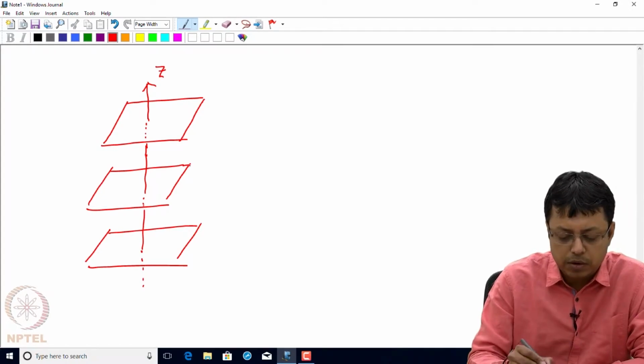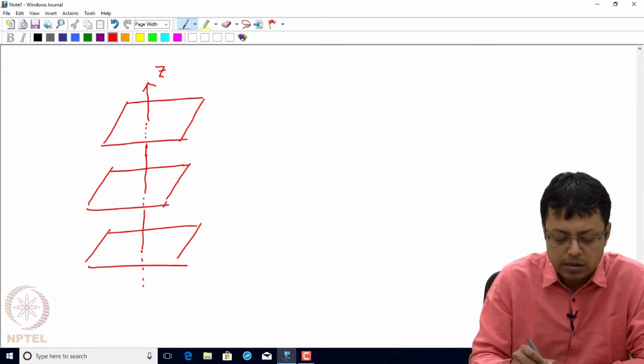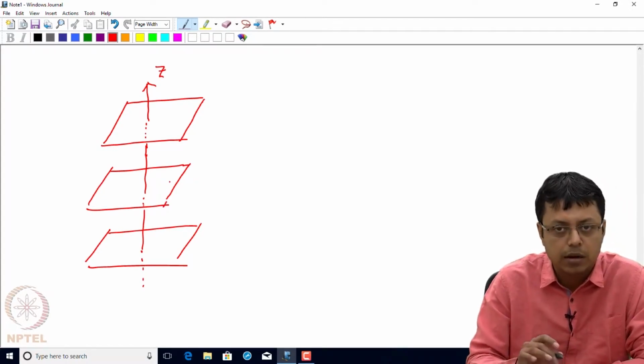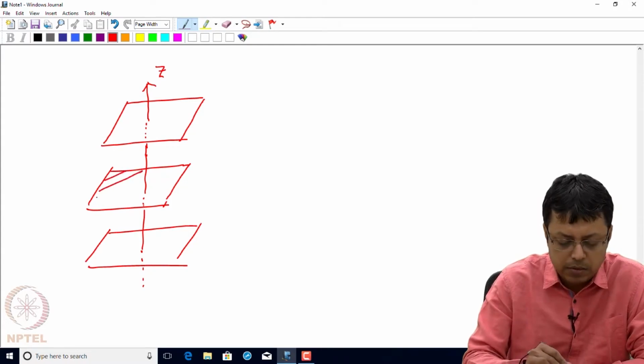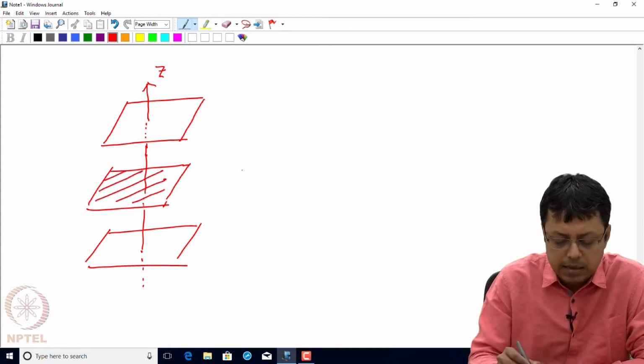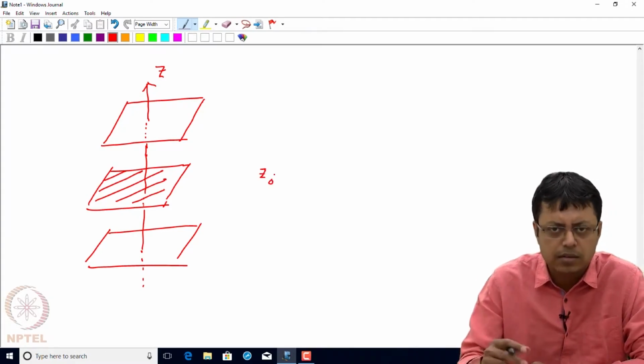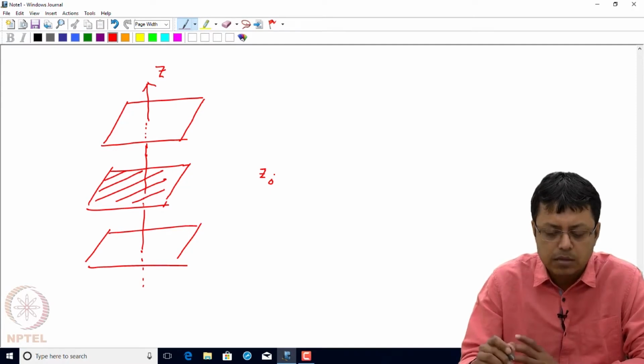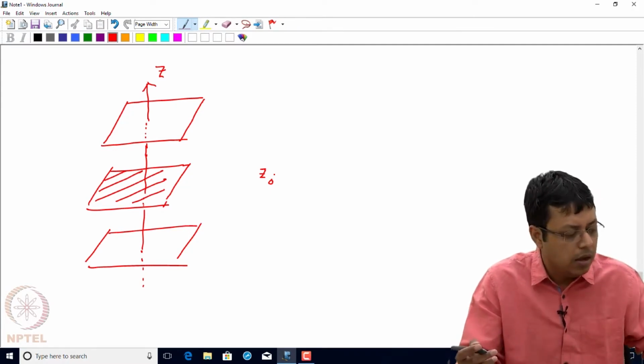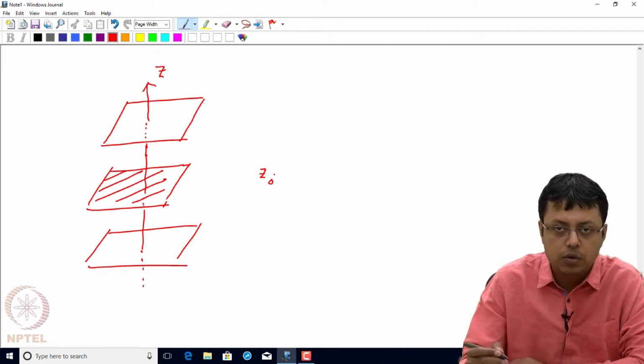Now, suppose we are talking about flux across this particular layer which I have denoted at the middle. Let us say the position along the z axis is around some origin, which I am calling z0. It will not be 0, but some position along z. I want to calculate the net flux across this surface. Now, in order to do that, we can do it two ways.